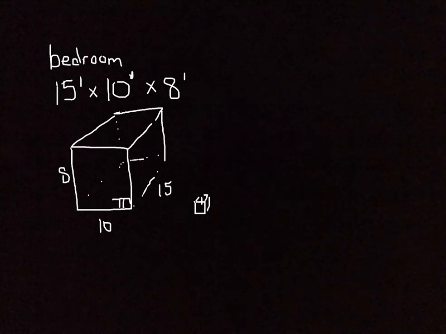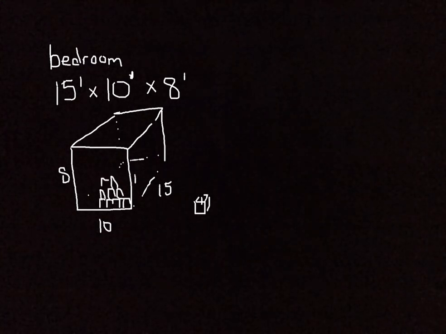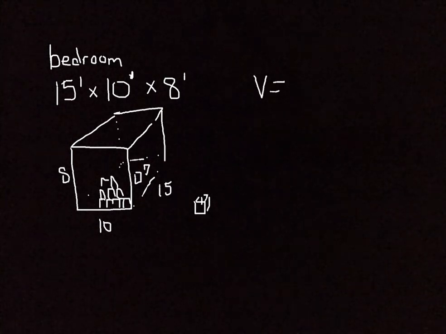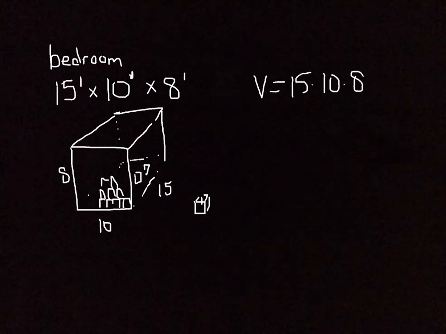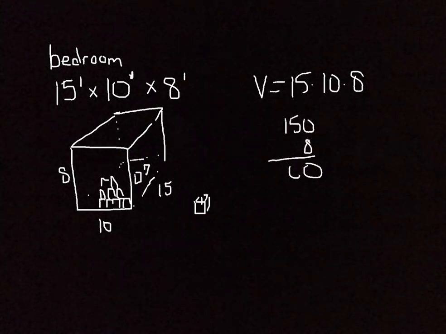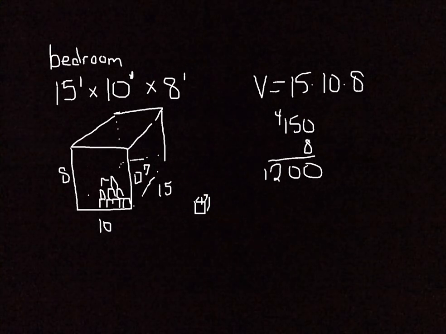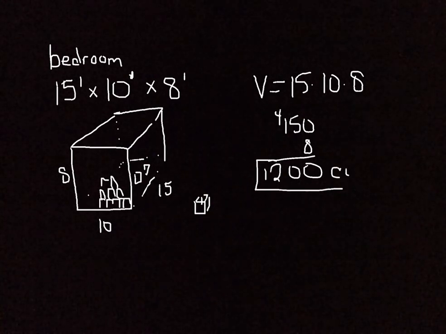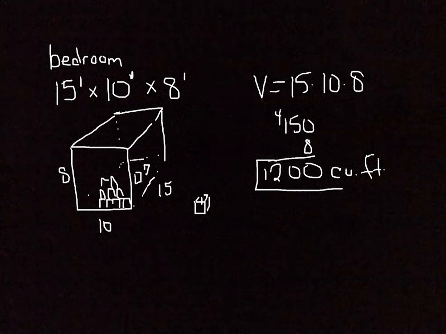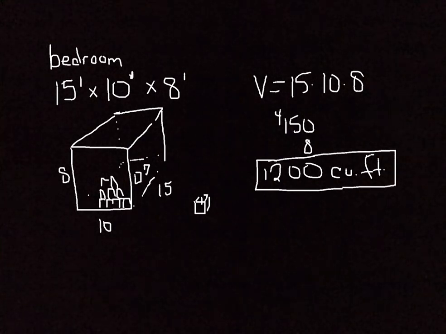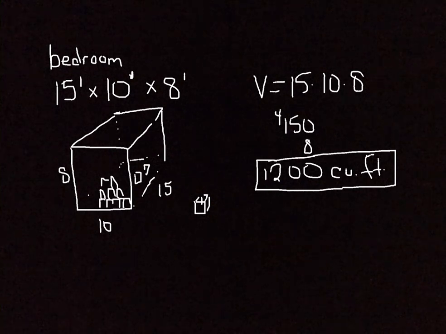Okay, here's one, here's one, here's one. And you can keep going up all the way until this whole room was filled with boxes. Well, it's basically just wanting the volume. Volume is 15 times 10 times 8. So it's 150 times 8, which is 1,200. So you'd have 1,200 cubic feet of space, or there would be 1,200 cubic foot boxes that could fit into this bedroom.